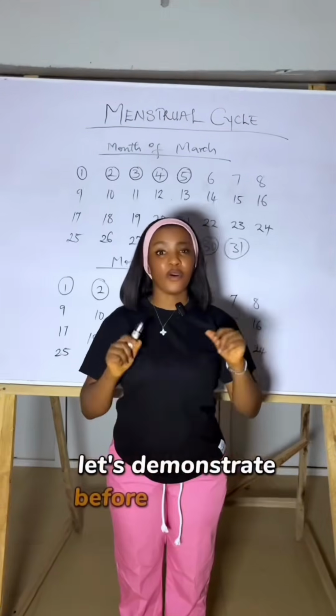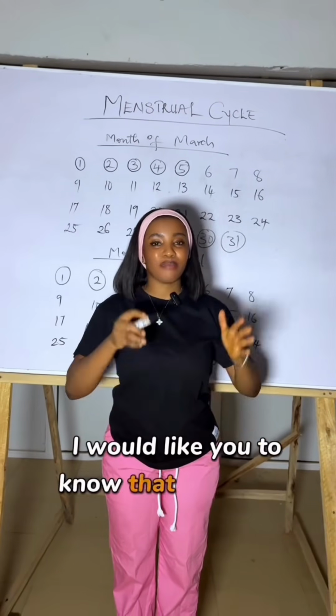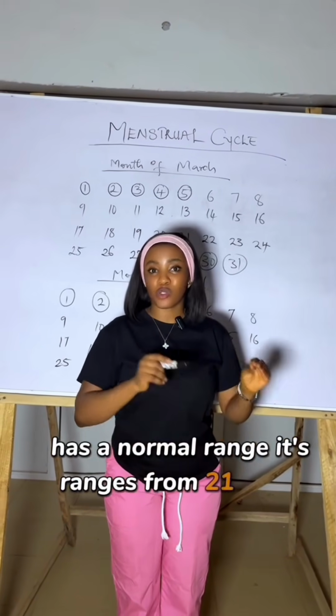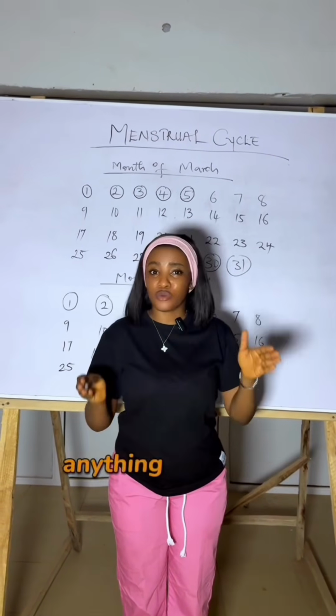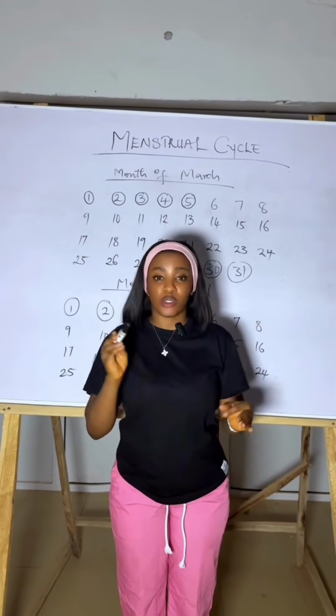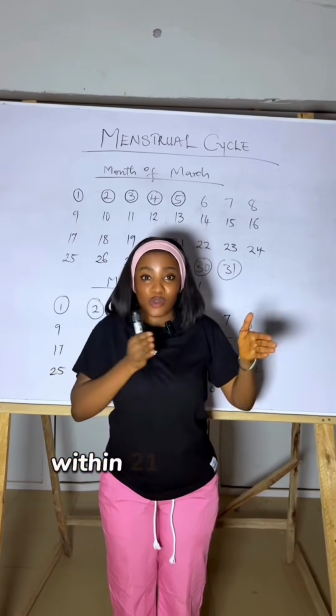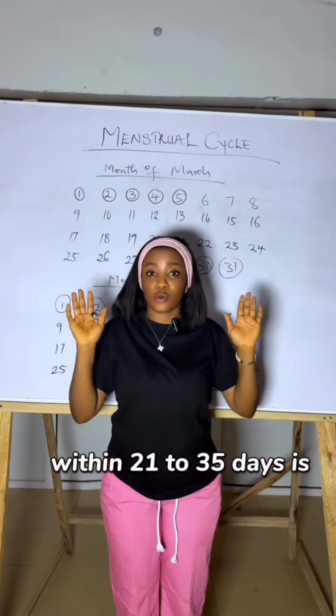Let's demonstrate. Before we proceed, I would like you to know that menstrual cycle length has a normal range. It ranges from 21 to 35 days. Anything within this range is normal. Your own can be 21, 22, 23. Anything at all within 21 to 35 days is considered normal.